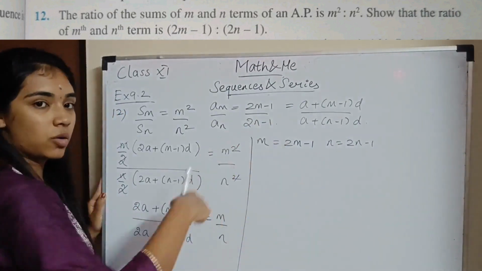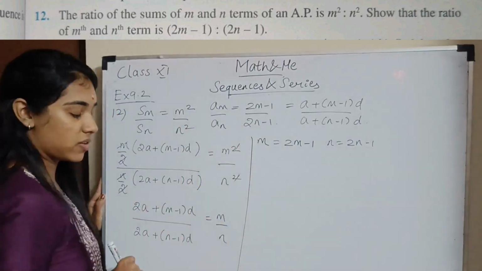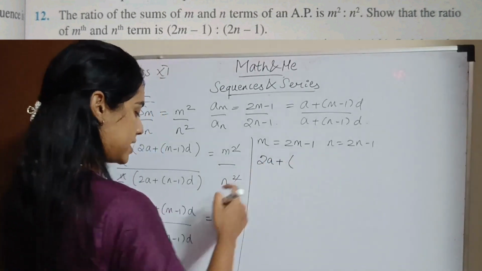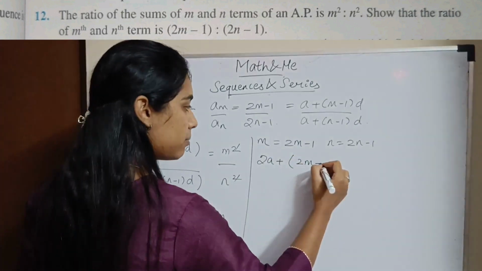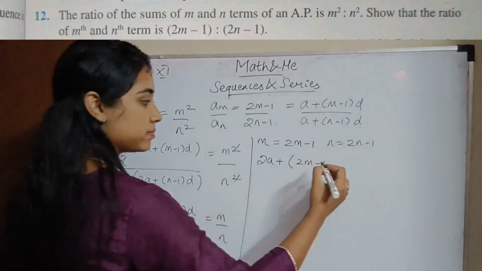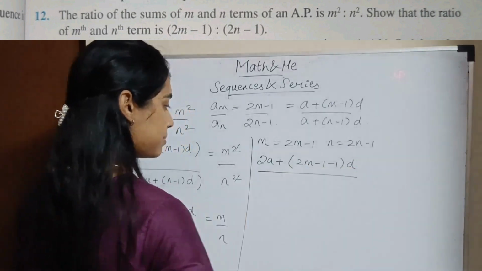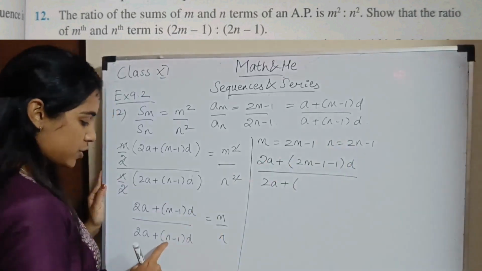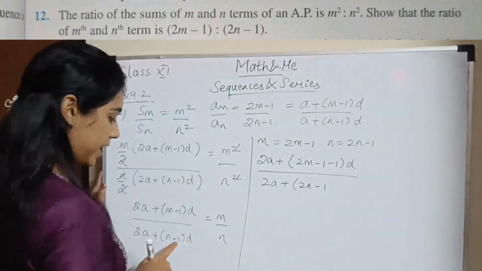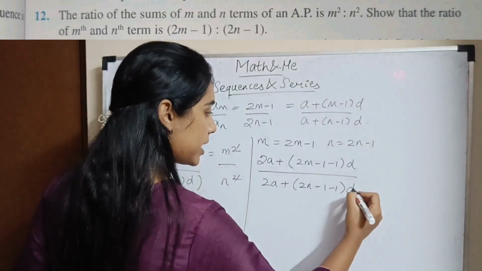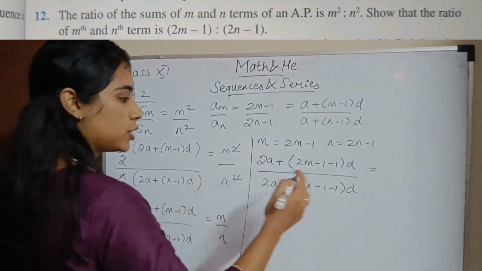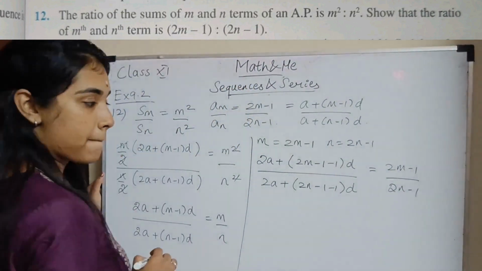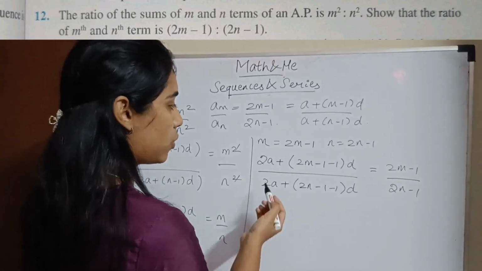Whatever answer I want, I bring it. Okay, this is like the reverse method. Okay, so now I'm going to substitute for m. So I have 2a plus, instead of m I have 2m minus 1 times d divided by 2a plus, instead of n I'm going to substitute 2n minus 1. So n is replaced by 2n minus 1. I have a minus 1 also here. So it is minus 1 times d equals, for m I'm going to substitute 2m minus 1 divided by, for n it is 2n minus 1. Sorry. So now what do we have?